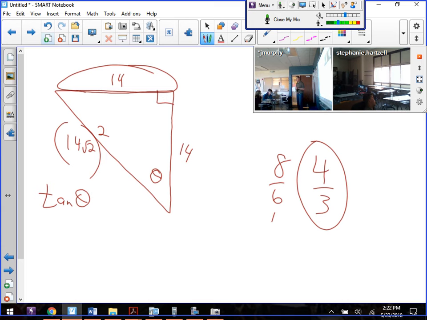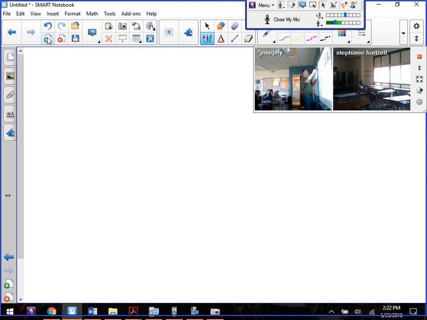Hey, 39 and 40 are right triangle trig. You just have to use SOHCAHTOA. You guys remember what that means, right? Solve for all the missing parts. Exact values. Reference angles.